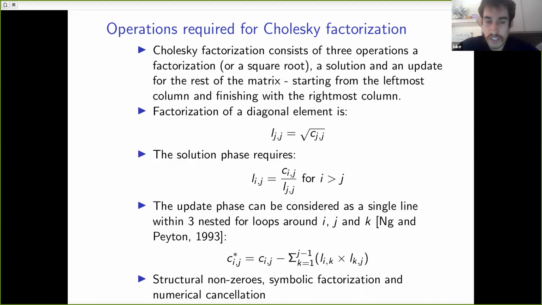If a structural 0 becomes a structural non-zero, that's known as fill-in. And in fact, in practice, the order of the columns of the matrix can affect the amount of fill-in. Most sparse matrix packages actually determine an order to minimize the amount of fill-in, but I won't really talk about ordering in this talk. A symbolic factorization is an algorithm that figures out which elements of the Cholesky factor will be structurally non-zero, and then only these elements will be used in the numerical factorization.